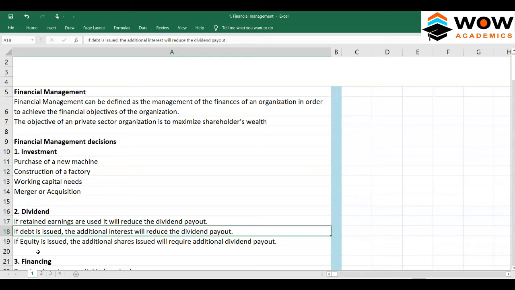If we raise debt finance, once we have issued debt finance, in the future we have to pay interest. Because of paying the interest, it would reduce the total amount of profit the company makes and also the dividend that can be paid.